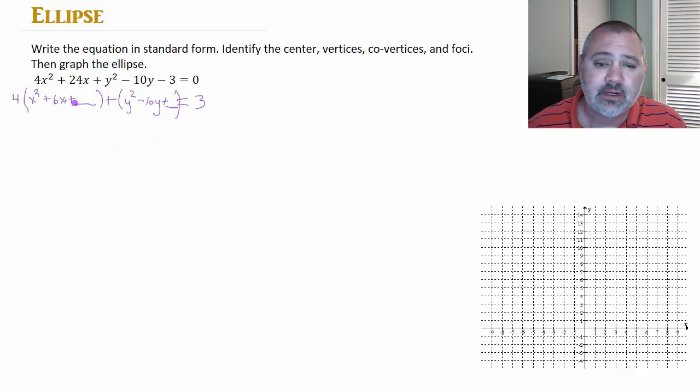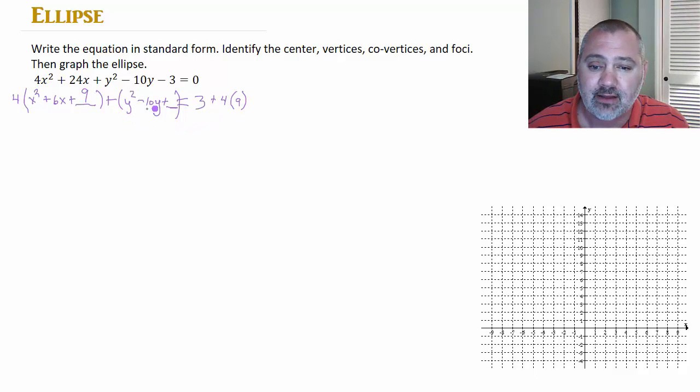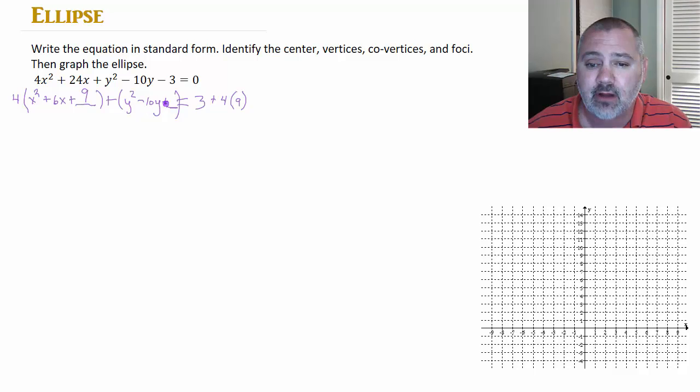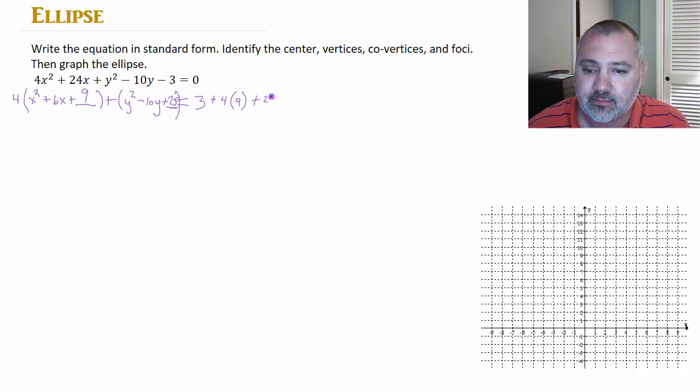Okay? So what do we need to do to complete the square? We need to take half of 6 and square it. That would make 9. Now, what we're going to want to do is make sure that whatever we add on this left-hand side, we add on the right-hand side. We didn't just add 9, we added 4 times 9. So I'm going to put 4 times 9 on this side. Then, on this side, we take half of -10 and square it, and we get 25. Since there's a 1 out in front, we're really just adding 25.